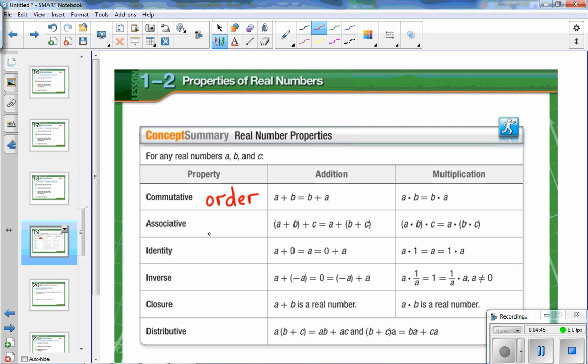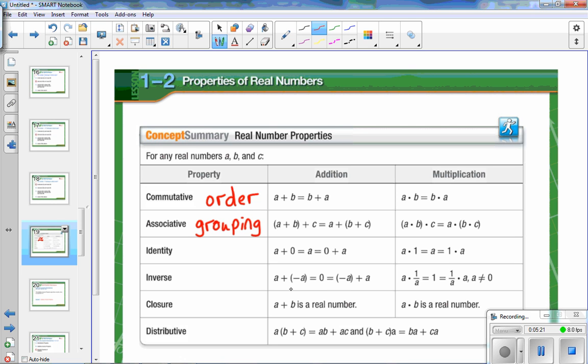The associative property, think of grouping. You can change the grouping in addition, but it doesn't change the answer. If I add the A plus B and then later add the C, that's the same answer as if I add the B plus C and later add the A. Same thing is true for multiplication. The identity property says that if you add 0 to a number, you get the same number back. That's the identity. The multiplicative identity says if you multiply a number by 1, you get the same number back. So that's what you need to remember for identity.